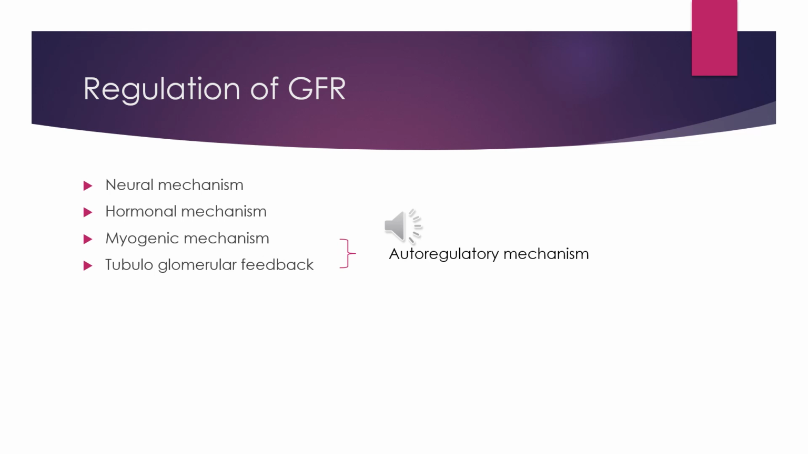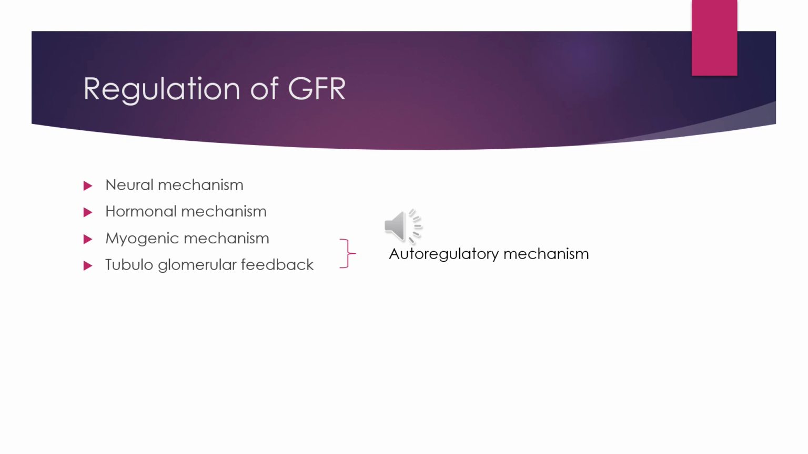In hormonal mechanism, we have discussed the role of hormones like angiotensins, dopamines, noradrenaline, etc. We have explained earlier. Then myogenic mechanism. When the arterial pressure increases, the afferent arteriole will be stretched, and this stretch induces contraction of the smooth muscles of afferent arteriole, thereby decreasing the filtration rate. And in hypotension, that is in reduced arterial pressure, the opposite mechanism functions. So this is the myogenic theory.